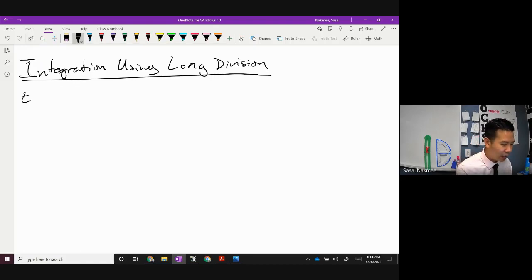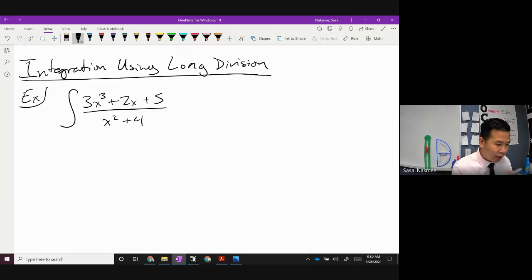So for example, if I have something that looks like this, the integral of 3x cubed plus 2x plus 5 over x squared plus 4. Whenever the degree of the numerator is greater than or equal to the degree in the denominator, you don't need to do U substitution. U substitution is great, but you don't have to always do it.